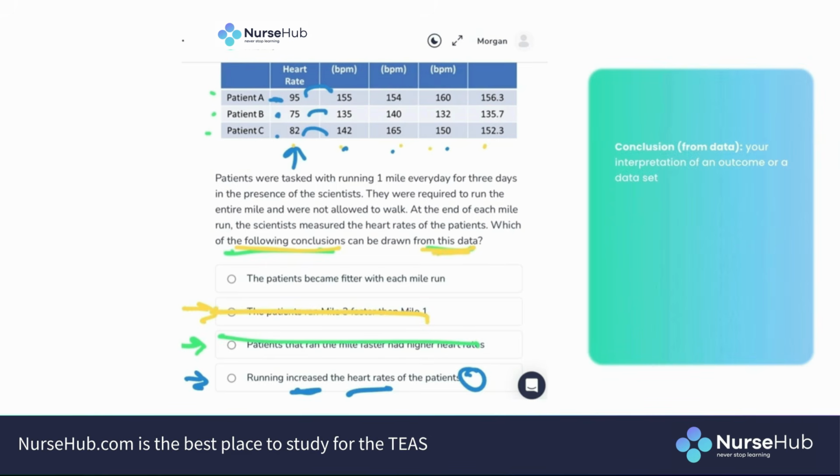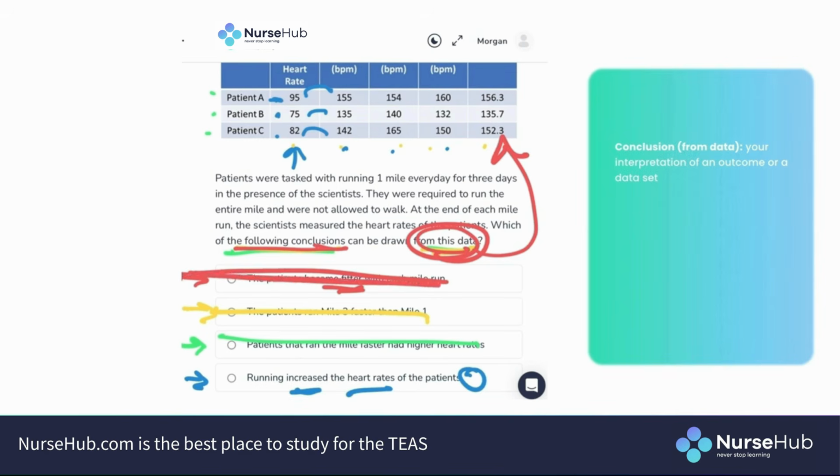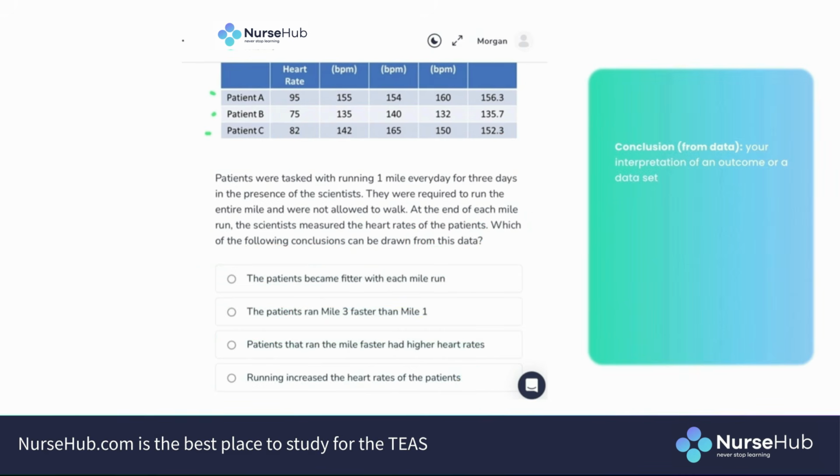The patients became fitter with each mile run is the last option. Again, do I have data on their fitness level? There is no information here that would give me an insight into who was more fit than the other. And so again, this is a conclusion that needs to be drawn from this data, right? And we're talking about this data, not data that you have in your head, not thoughts that you have or assumptions you make about people who run more often, right? So we can eliminate this answer choice, leaving us with this more basic, but nevertheless accurate observation based on the data we have. So I'm going to go ahead and delete all my annotations here.